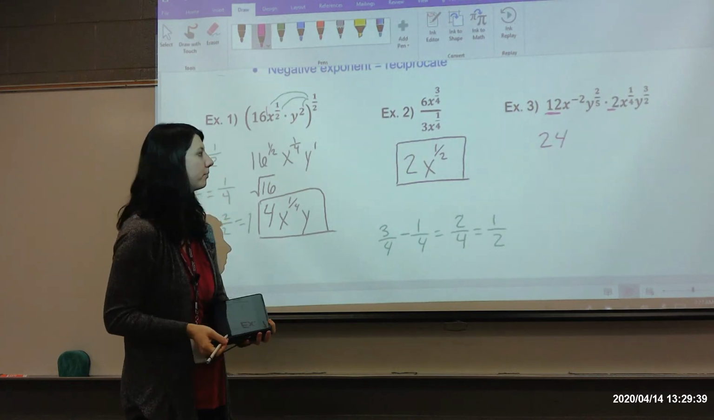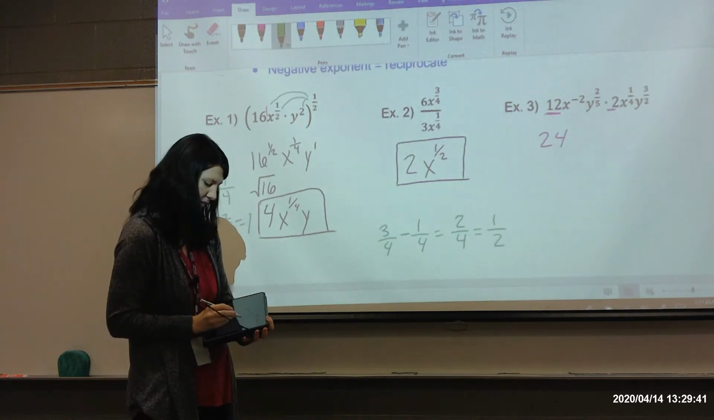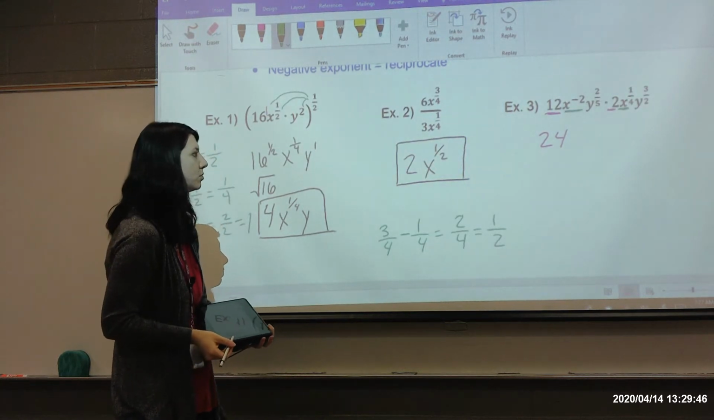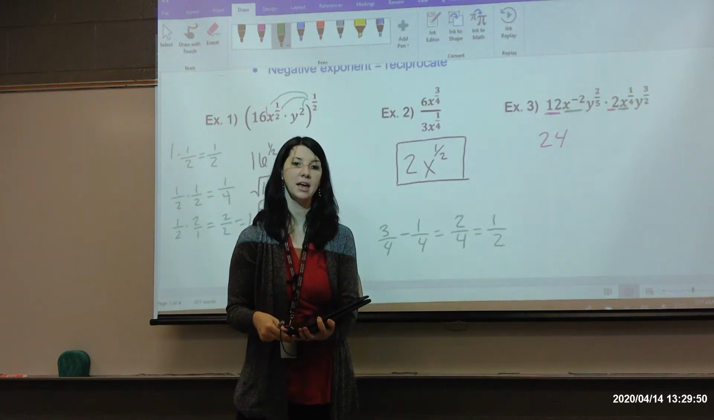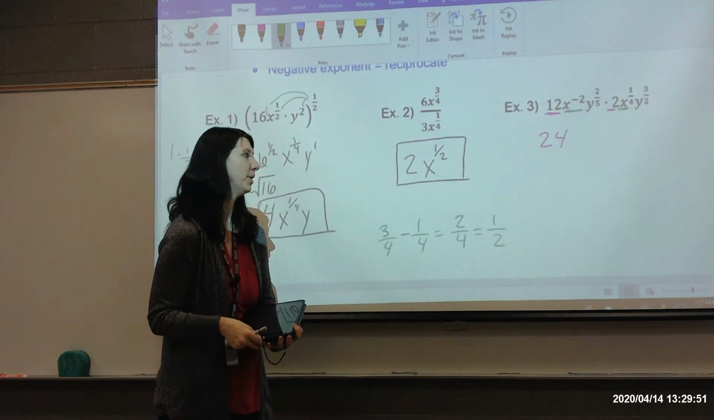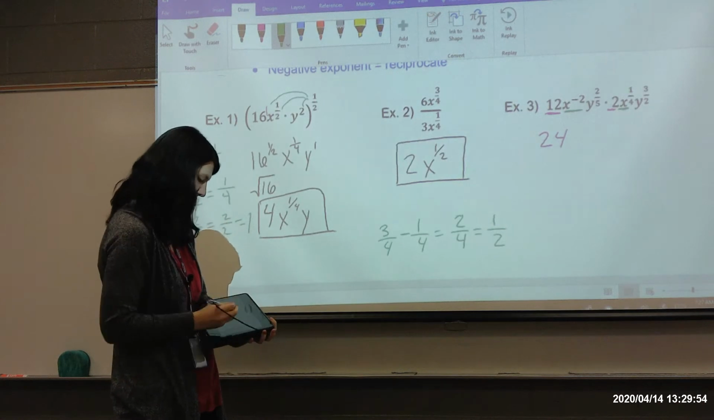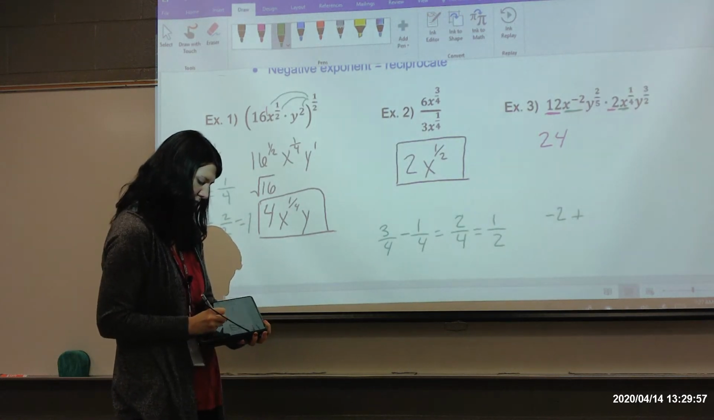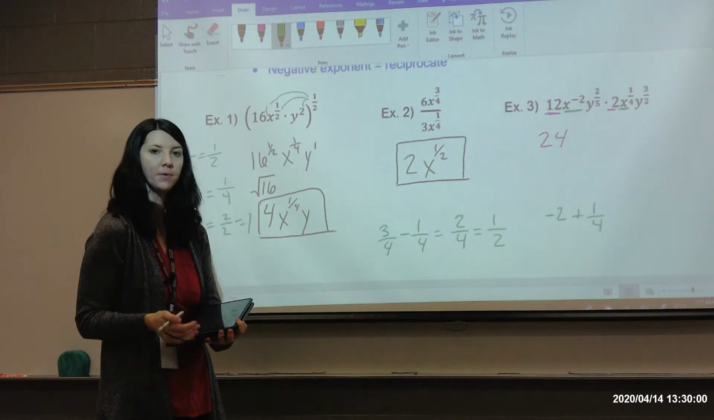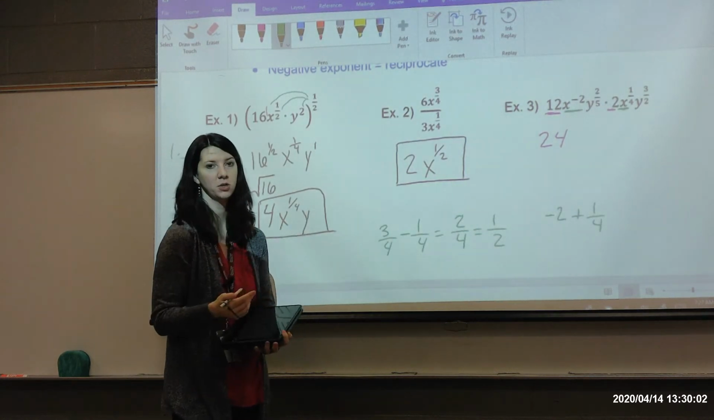24. All right? Now let's look at our x's. X to the negative 2 and x to the 1/4. We are multiplying the bases, so what do we do with the exponents? We need to add them. So that's going to be an exponent of negative 2, and I need to add it to an exponent of 1/4. Okay, you can use your calculator here, but I'm going to remind you how to do it by hand.